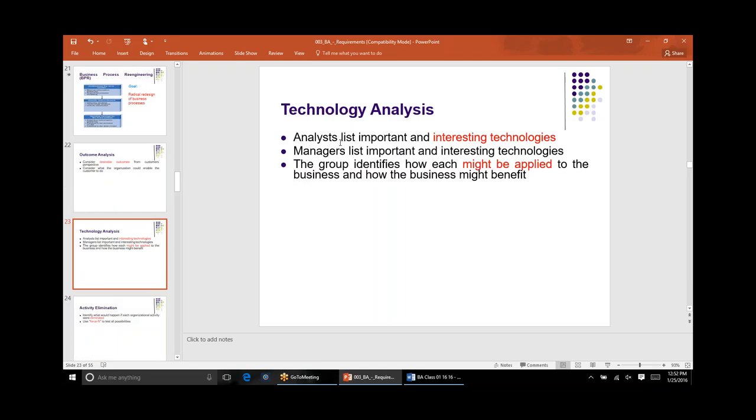Technology analysis, outcome analysis, technology analysis. Let us understand technology analysis. In case of technology analysis, that's another important parameter. It means you like to analyze how this technology is relevant for us. Analyze, list important and interesting technologies.